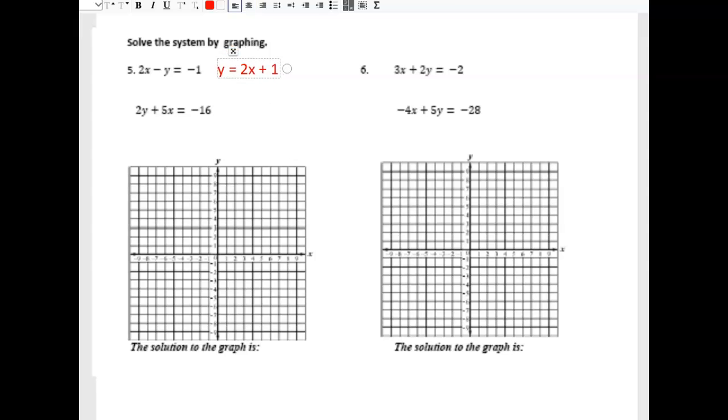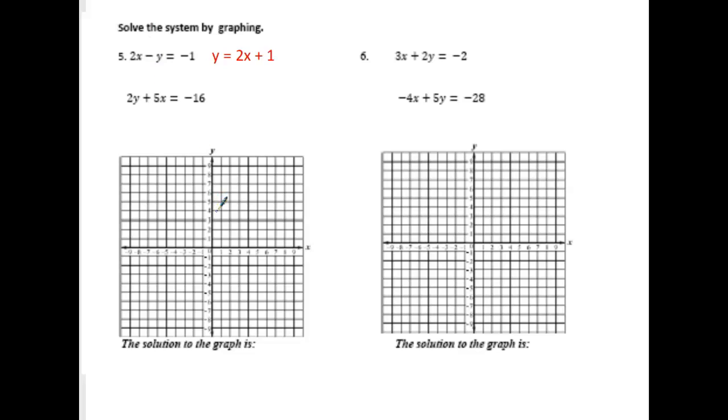So we're going to first graph this red line. We're going to start by plotting our y-intercept. So that is at the point (0, 1). And then my slope is up 2 over 1. So we're going to apply our slope. We're going to go up 2 over 1.